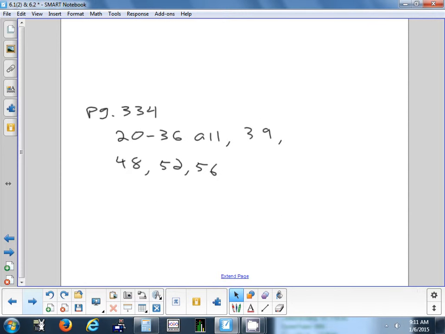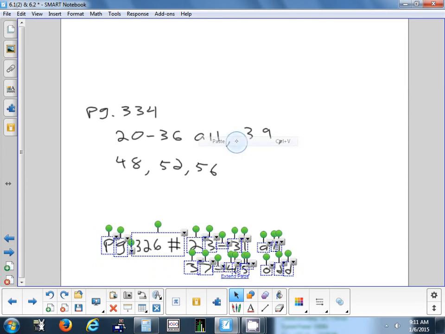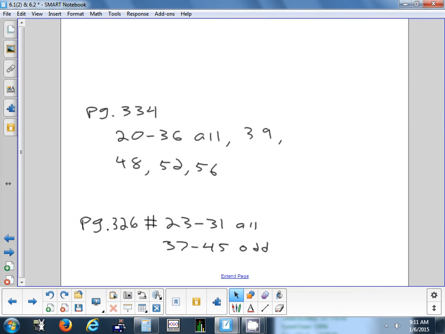All right, so the last part of the homework will be on page 334, 20 to 36 all, 39, 48, 52, and 56. And if you need the first page again, there it is.